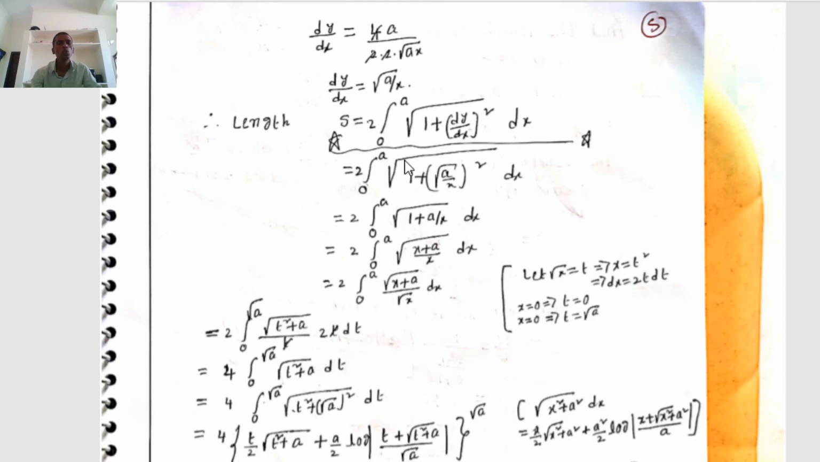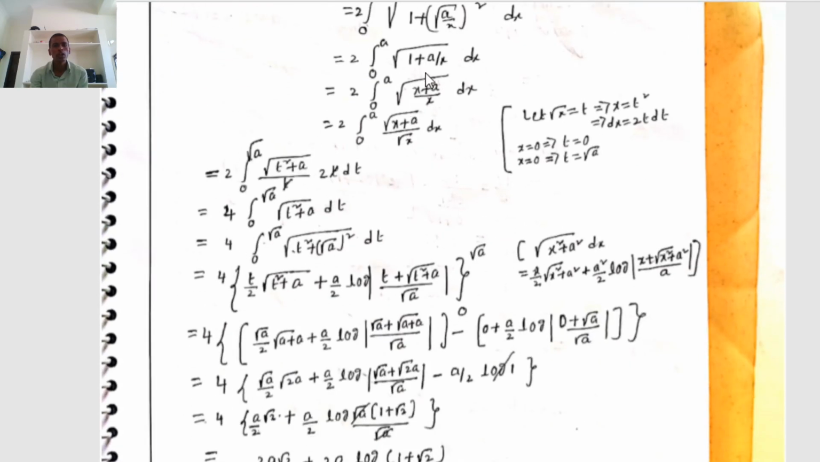Now we take 2 into the integration from 0 to a, simply we have to find the integrating value. Therefore 2 into integration 0 to a square root of 1 plus (dy/dx)², where dy/dx equals root a by x, squared, equals a by x, dx. That equals 2 into integration 0 to a square root of 1 plus a by x into dx, which is 2 into integration 0 to a of root of x plus a by root x into dx.